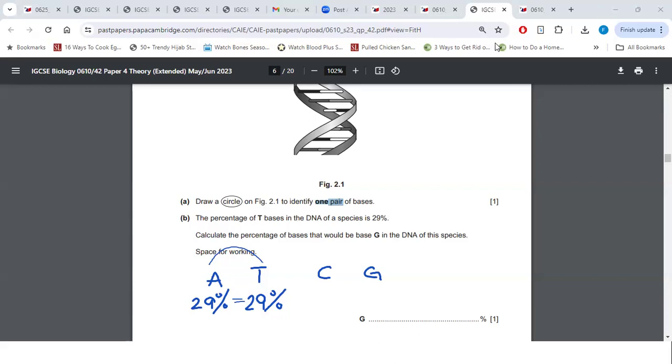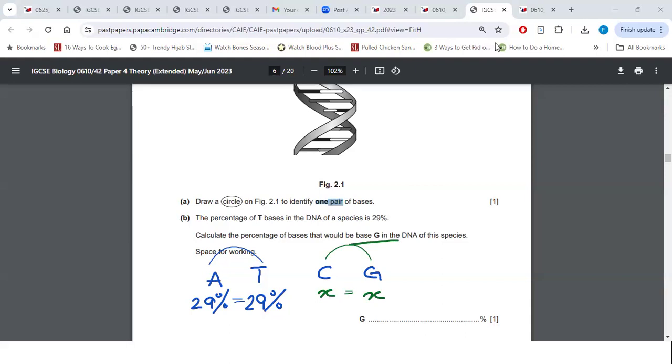Similarly, let's say that we don't know how much guanine is in the body. I want to find out. That's what they're asking: find out the value of guanine. So if guanine is X, that means cytosine is also X, because guanine and cytosine pair up with each other, so they're going to be equal to each other. So cytosine is X, guanine is also X.